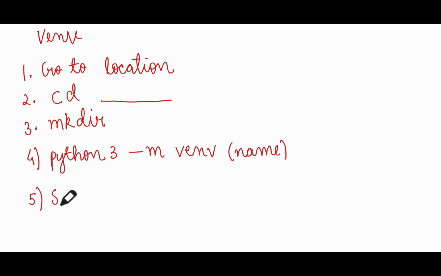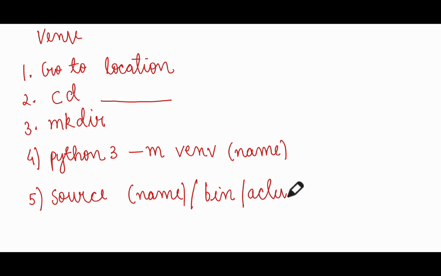So on a MacBook, you do source, then you take this name, whatever your name is, and after that you do bin and then you do activate. That's how you activate a particular virtual environment.